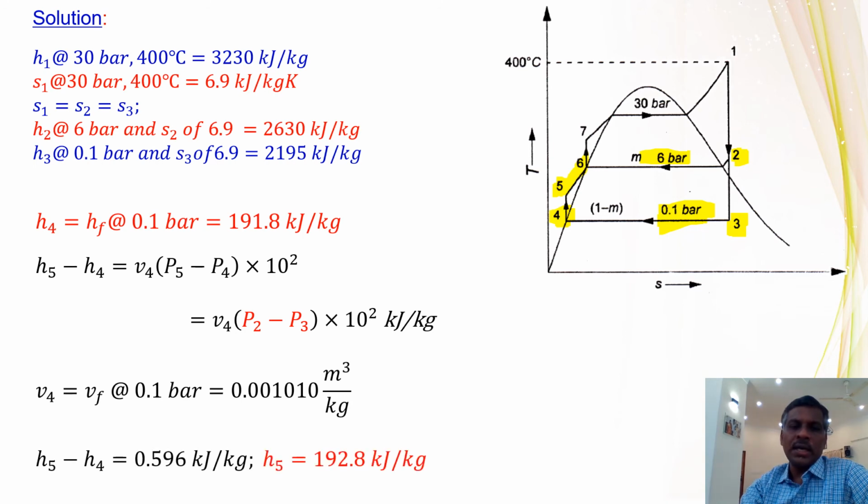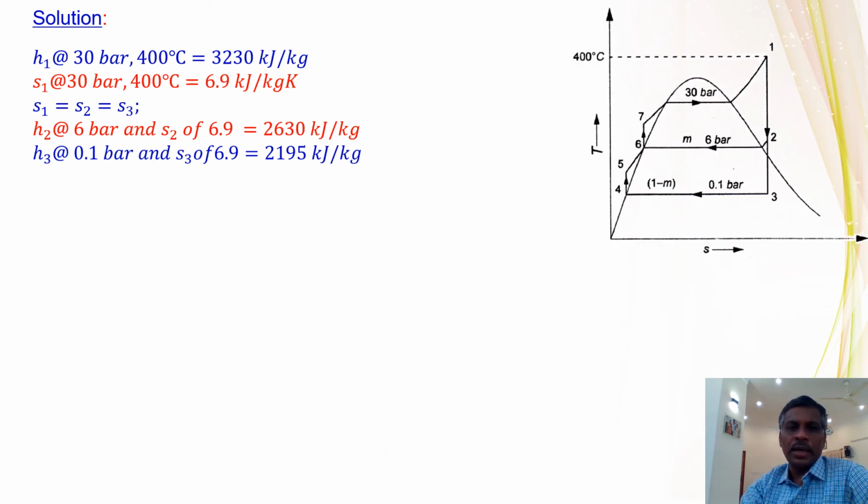So once that is found out, H5 minus H4 value is known. From that, you can calculate the value of H5. You see the difference between these two is very minimum, only 0.596. That's why most of the time it is negligible. So that is how we calculated H5. If you still find it difficult, you take H4 equal to H5. There won't be much difference. In some cases they will say neglect pump work. In that case you have to take H4 equal to H5. Okay, let us move on to how to calculate H5.